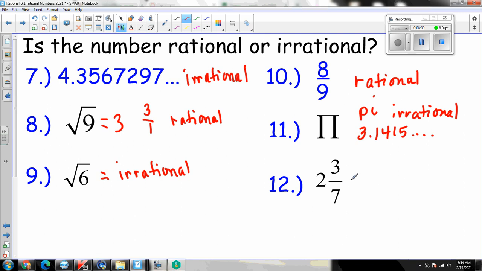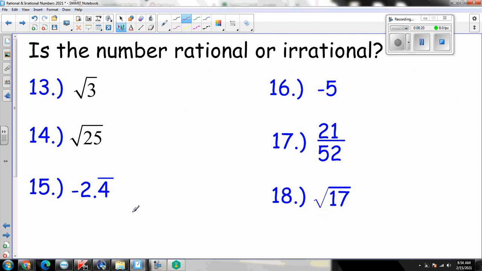What do you think about number 12? It is rational. Good. The reason it's rational is because you could write it as an improper fraction. You could go 2 times 7 is 14, plus 3 is 17. I can write it as 17 over 7, so it's rational.